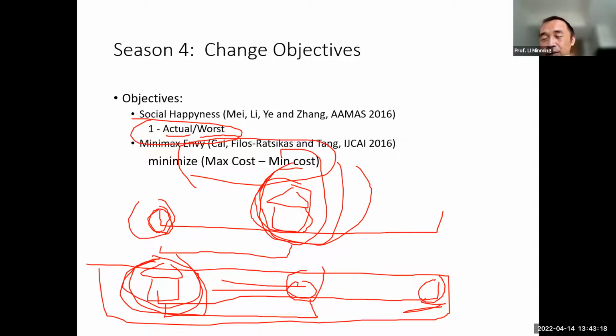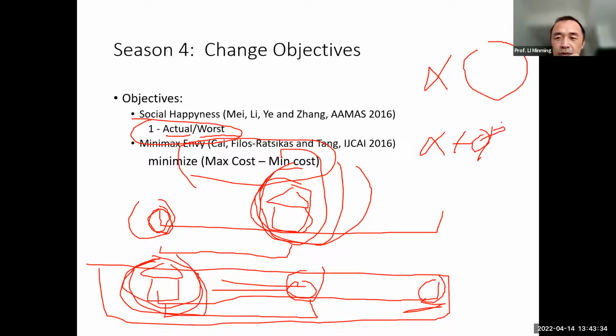Okay, and then they also use the so-called additive approximation. All right, remember when we talk about approximation, usually it's a multiplicative factor, right? Alpha times optimal, right? But here they use something like alpha plus optimal. Okay, all right?